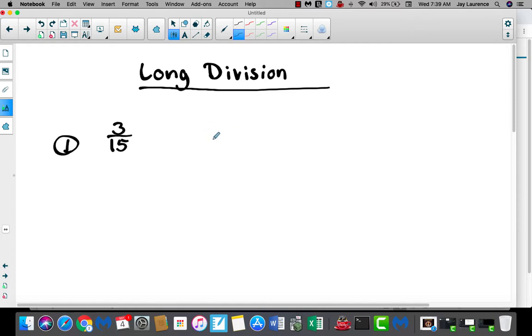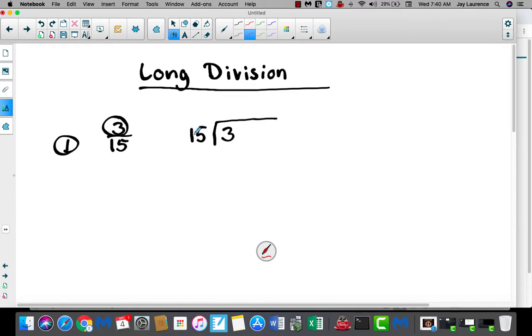So I'm going to set up my division problem, right? Long division. Now I'm dividing into the 3, so the 3 needs to go in the box. The 15, the denominator, goes outside the box. Now, some of you, when you're long dividing, you're not lining things up. You're just kind of writing numbers everywhere. So I'm going to be very specific on how I set things up.